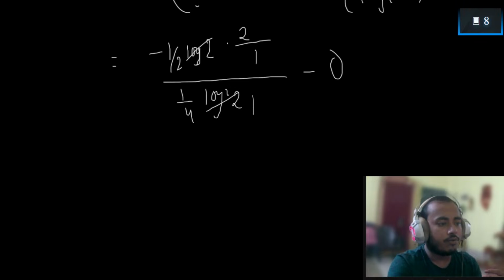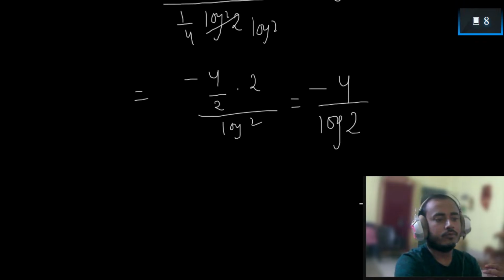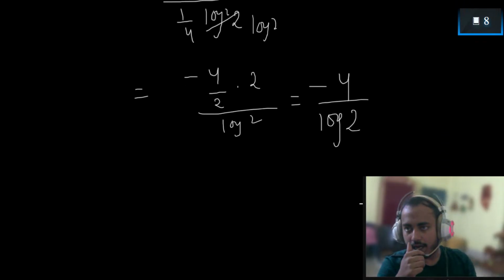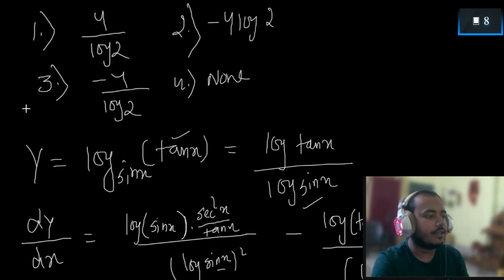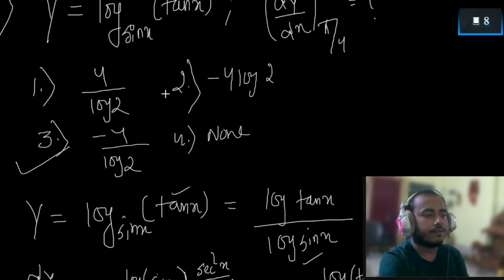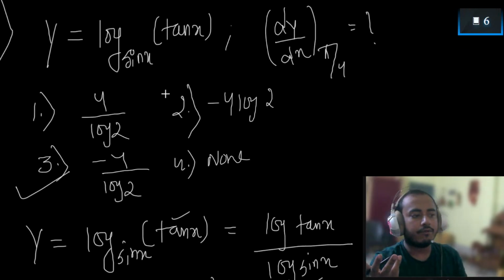Log 2 and log 2 cancel and this 4 goes above. So you basically have minus 4 by 2 into 2 divided by log 2, and the answer is minus 4 by log 2. So this is your answer, minus 4 by log 2. So we can check the options here. I think option 3 is correct. And the question was this: y is equal to log of tan x base sin x. We were to find dy by dx at the point x equals pi by 4.